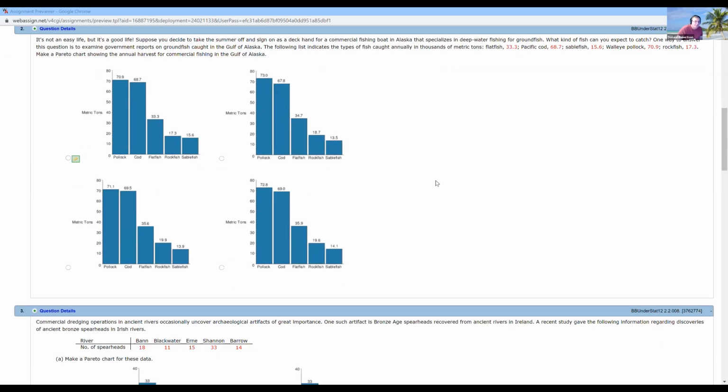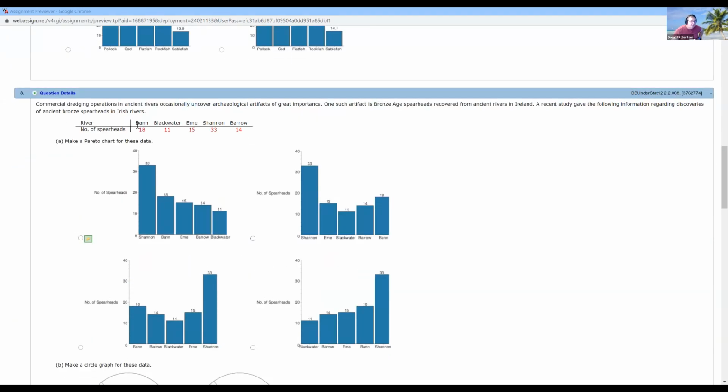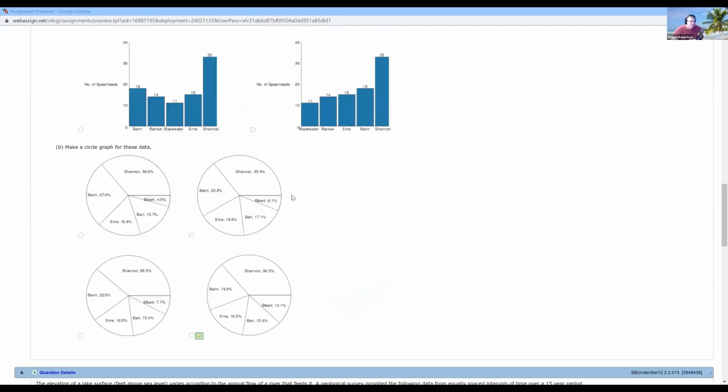Unfortunately, there's a lot of people who, life gets in the way of good decisions sometimes. Okay. So that one there is pick the right picture. Here is the data, pick the right picture.